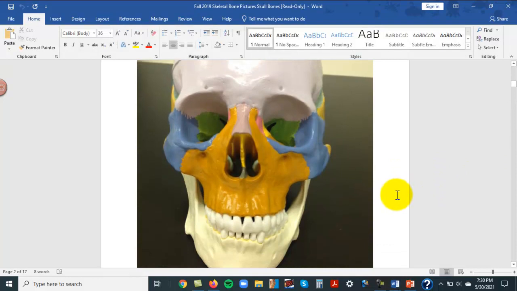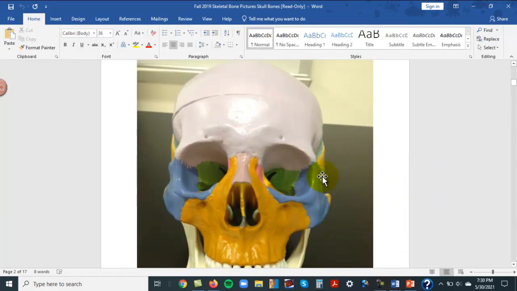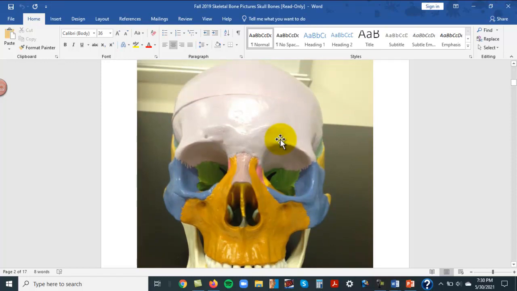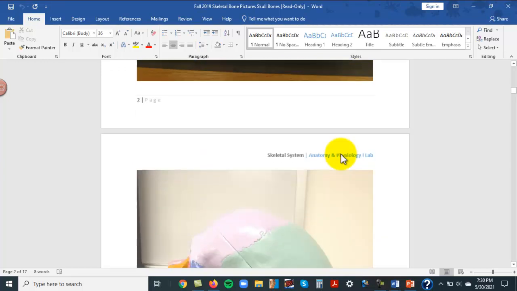Like, there's a skull. So you can see frontal bone, zygomatic bone, maxilla bone, mandible, supraorbital foramen, infraorbital foramen. You can see the perpendicular plate, the concha bones, the nasal bone. So there are videos that go through all of these.